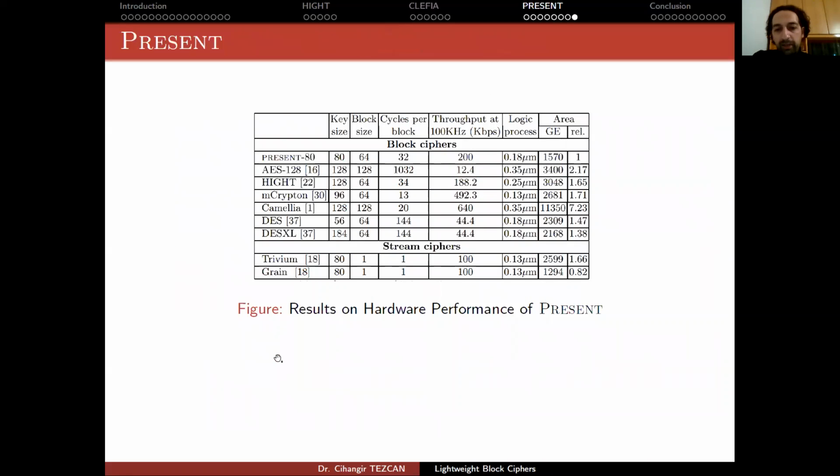So here are the hardware performance results, again from the papers. They compare it with other lightweight designs and AES, and they show that PRESENT-80 actually requires 1,570 gate equivalents, which is a lot smaller than the numbers of other ciphers. And they also check the throughput, and they show that they get good results.